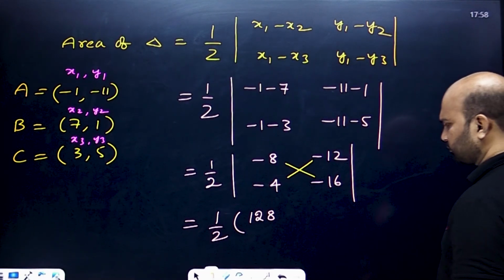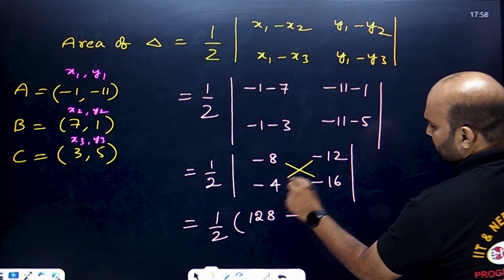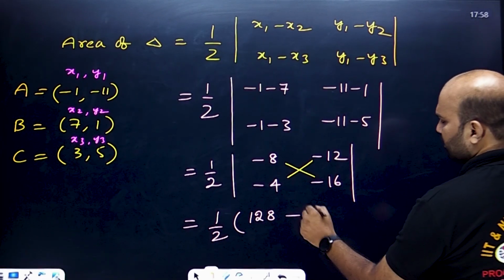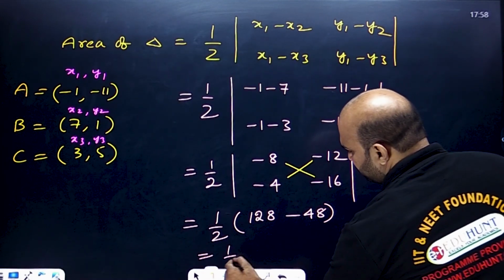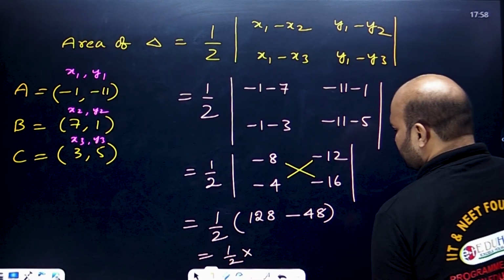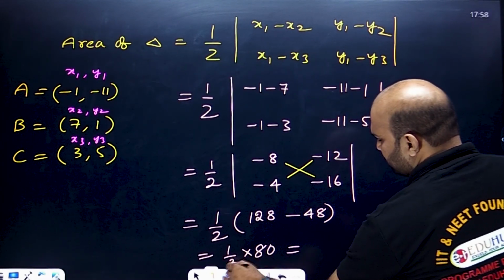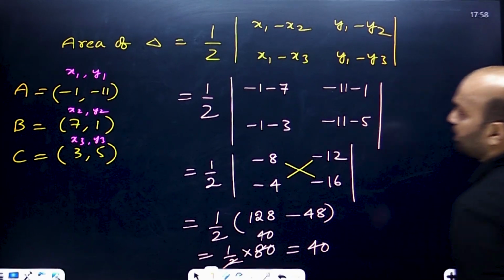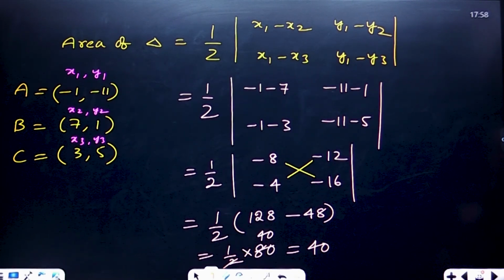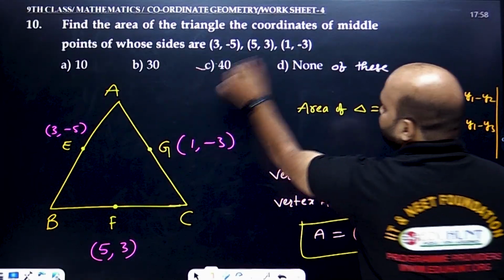16 8s are 128. Minus BC is nothing but minus 12 times minus 4, plus 48, and with the minus in the formula, minus 48. So we will get half into the value, 128 minus 48 is 80. Then the answer is 40. What is the area of ABC? The answer is 40. Which option is the right answer? Option C is the right answer.